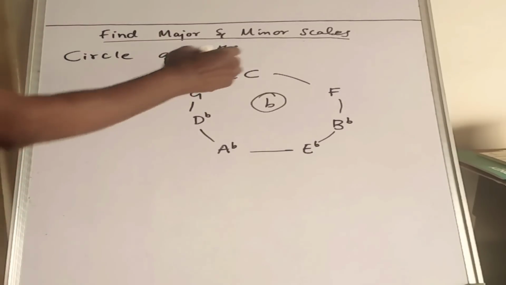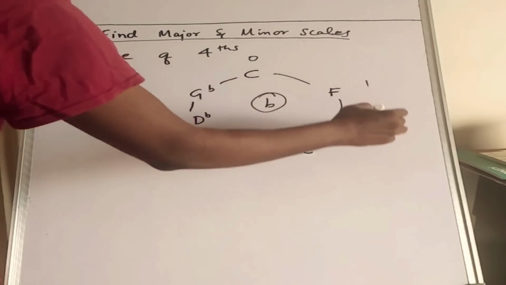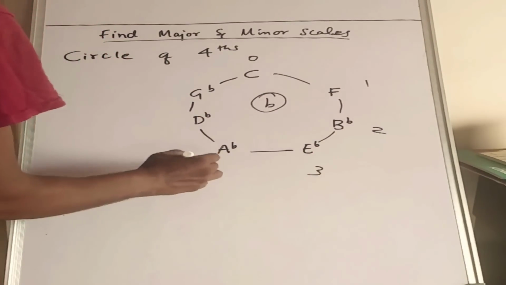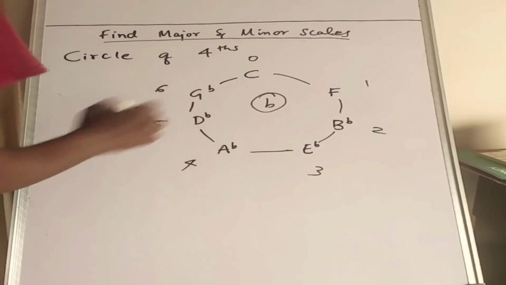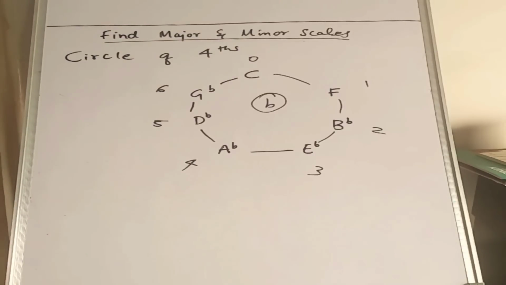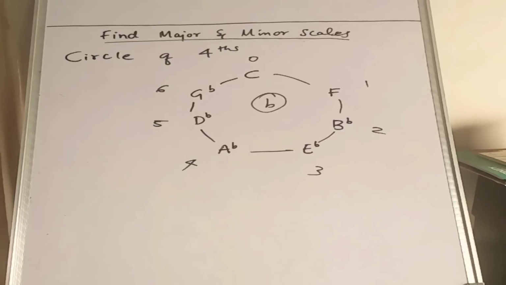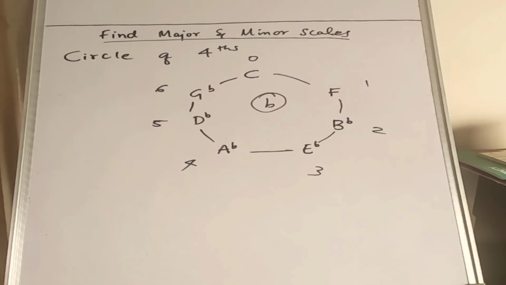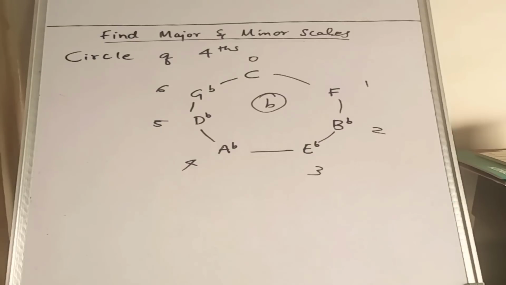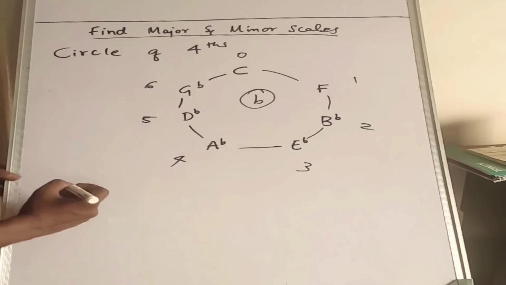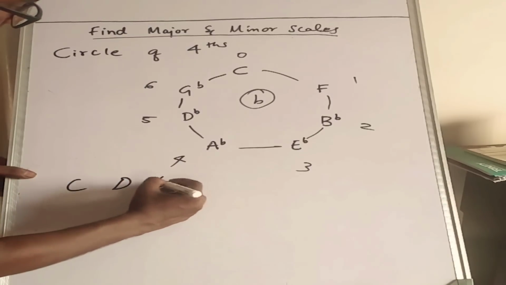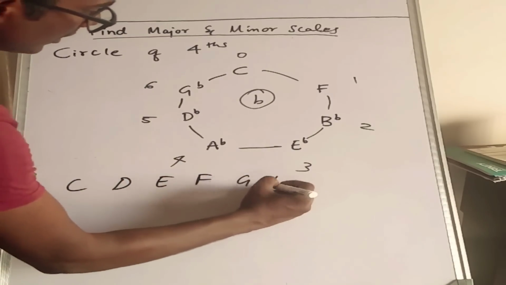That's to find the scales which have flats in them. C, as usual, has no flats in it. That's 0. F has 1 flat. B flat has 2 flats. E flat has 3 flats. A flat has 4. D flat has 5 flats. G flat has 6 flats. Let's write down the C. C, D, E, F, G, A, B, C.